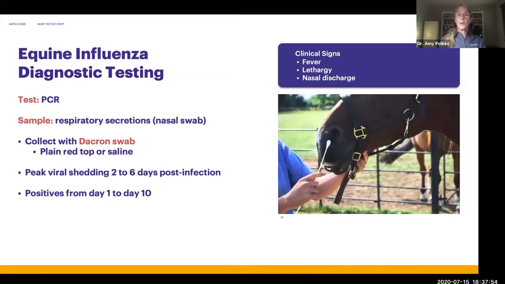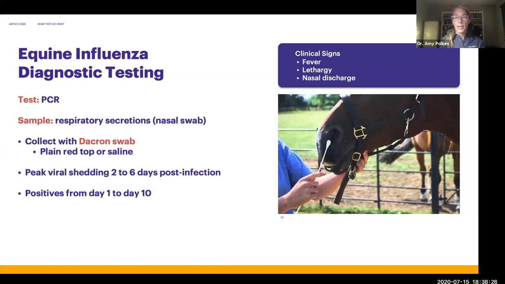All right, what about equine influenza? Of course, it's going to be pretty much the same signs: fever, lethargy, nasal discharge. What is the test we're going to run? PCR, respiratory swab, nasal swab, respiratory secretions, same thing. Dacron swab is better. It just absorbs a lot more of the fluid in their nose rather than a cotton swab. And you want to just break it off into a plain red top tube or with a tiny little bit of saline.